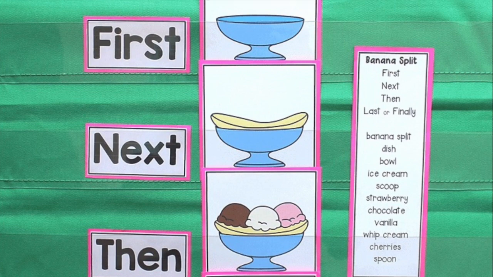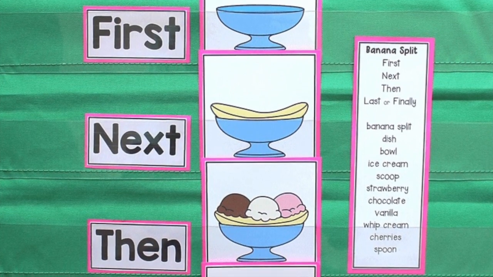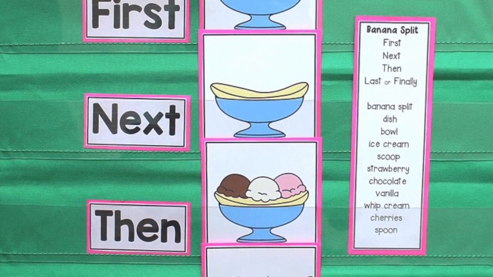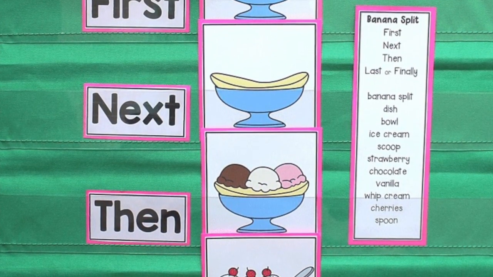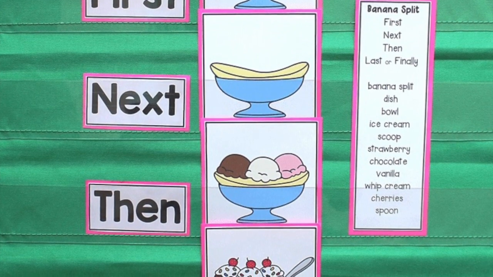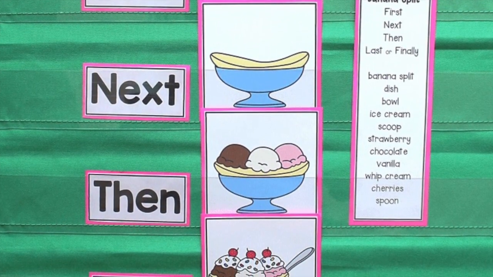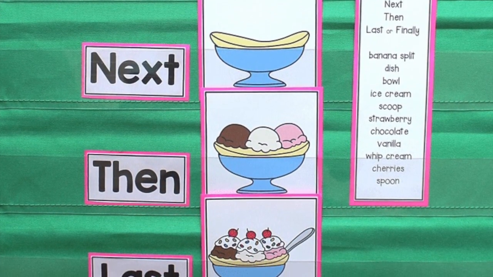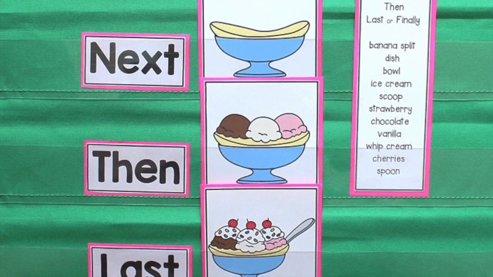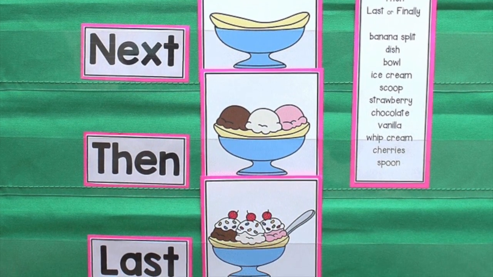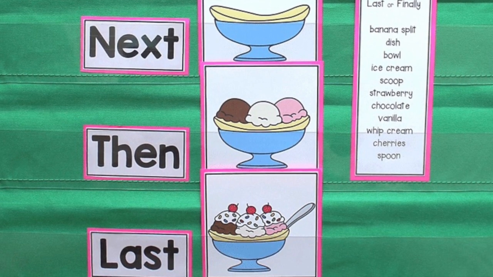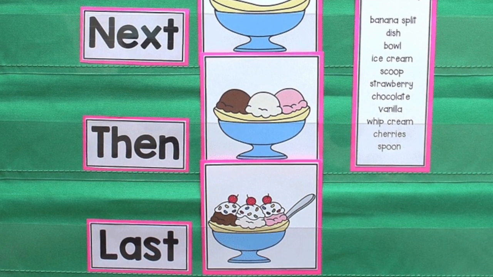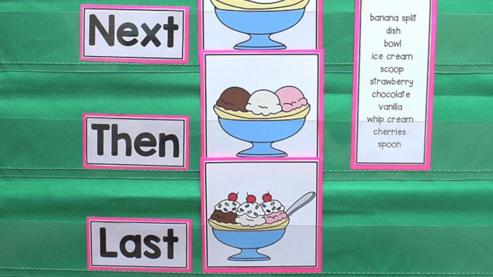So first, I get my bowl or my dish. Next, I put my banana in the bowl. Then, I add my 3 scoops of ice cream, chocolate, vanilla, and strawberry. Last, I add whipped cream, sprinkles, and cherries, and my spoon to eat my banana split.